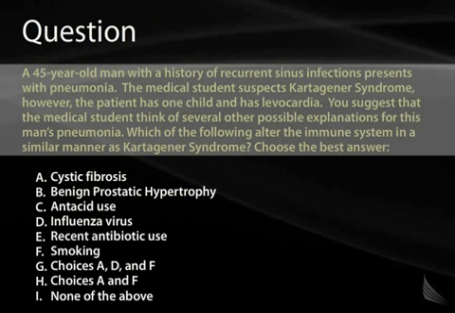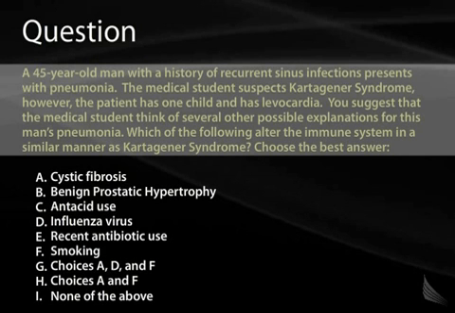So let's look at this question. A 45-year-old man with a history of recurrent sinus infections presents with pneumonia. The medical student suspects Kartagener syndrome. However, the patient has one child and has levocardia. You suggest that the medical student think of several other possible explanations for this man's pneumonia. Which of the following alter the immune system in a similar manner as Kartagener syndrome?